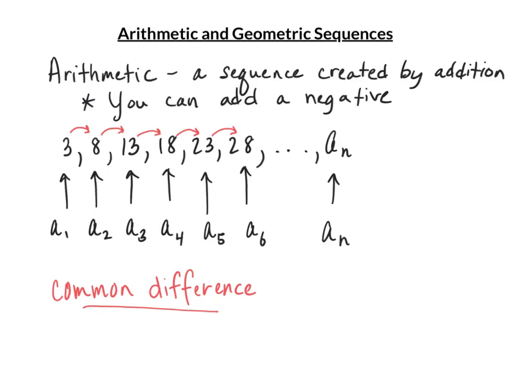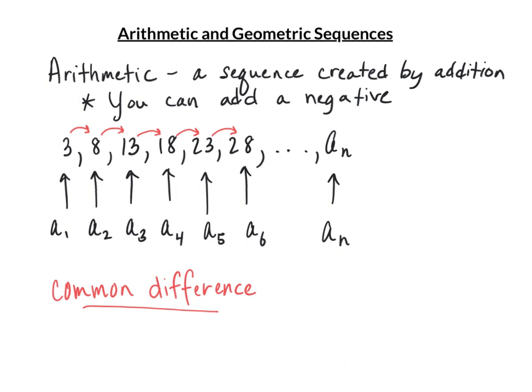Today, we're going to talk about arithmetic and geometric sequences. An arithmetic sequence is a sequence created by addition. Now keep in mind that you could be going down in the sequence also because you could be adding a negative. Either way, you're adding the same number over and over as I move to each new term in the sequence. That difference, the number I add each time, is called the common difference.